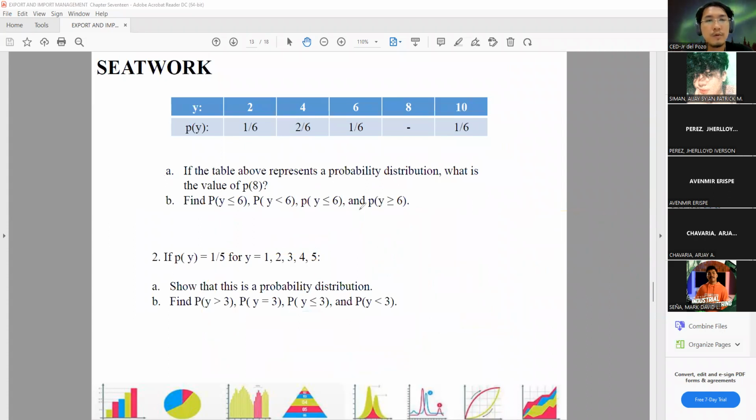Okay. So, for example, if the table above represents a probability distribution, what is the value of p(8)? Ano daw ang value nito?